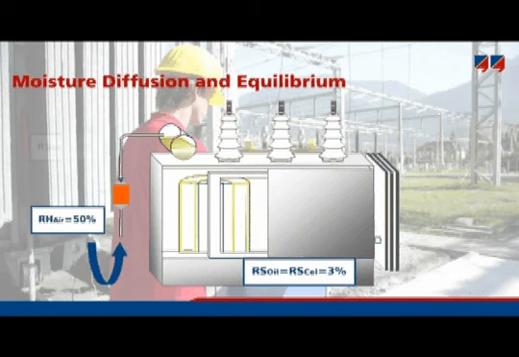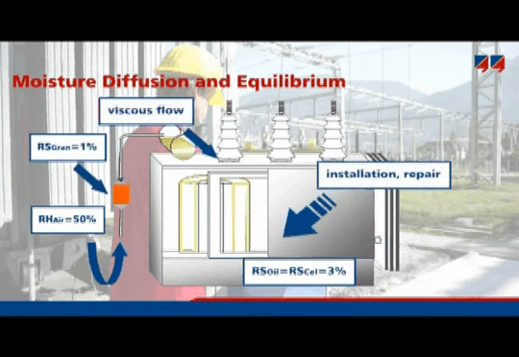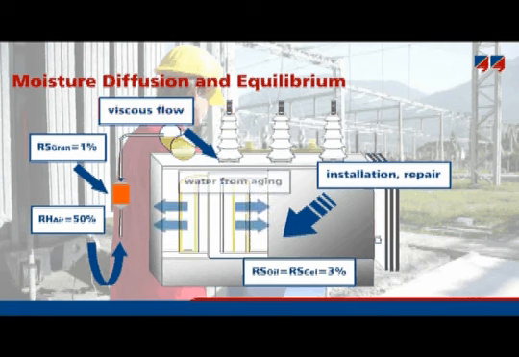The dehydrating breather has, say, 1% relative humidity, and so it will dry the air in order to prevent it from moistening the transformer. However, the transformer will become wet with time because of leaky seals, installation and repair, and also as a result of cellulose aging by oxidation and pyrolysis.